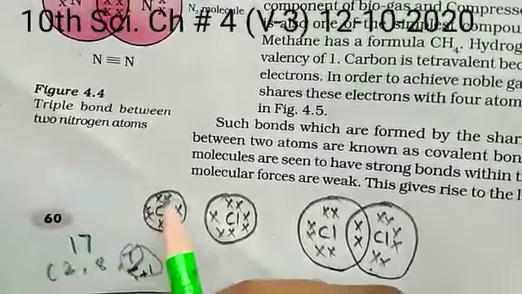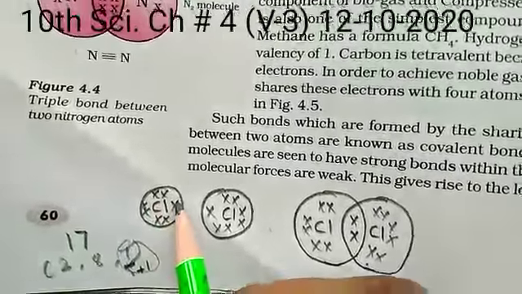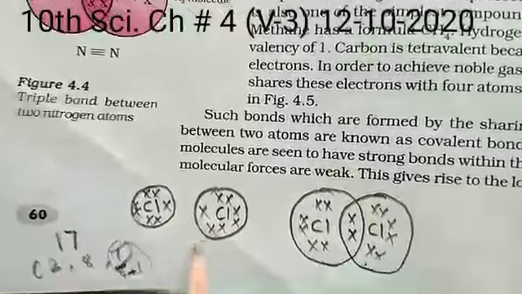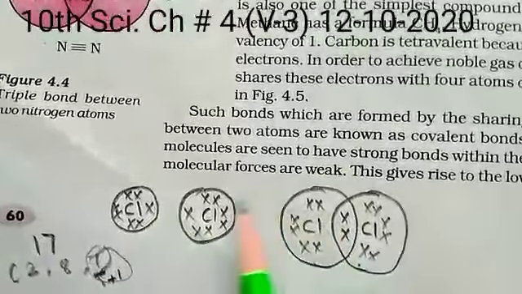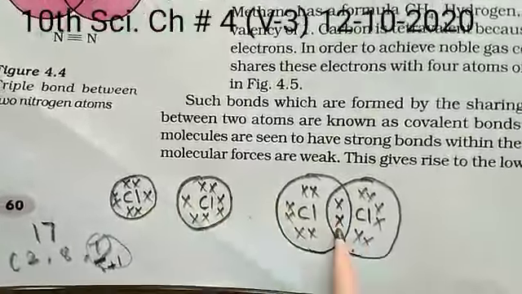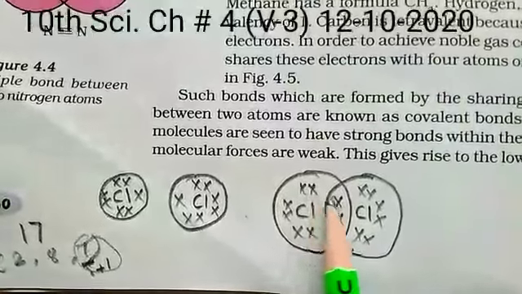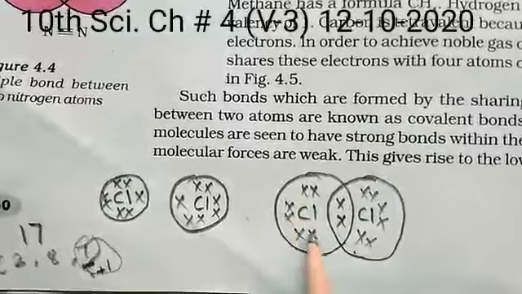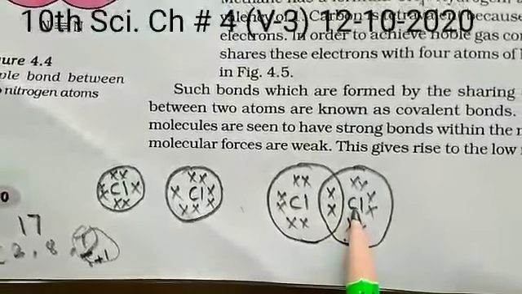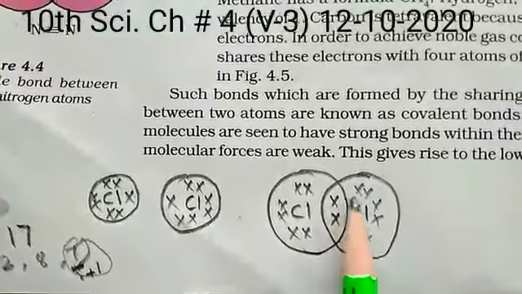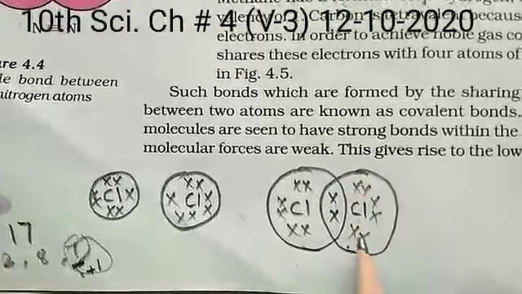So chlorine has 1, 2, 3, 4, 5, 6, 7 electrons, and here also 7 electrons are there. They will each share one electron to get the octet. So how many electrons does this chlorine have now? 1, 2, 3, 4, 5, 6, 7 and 8. This chlorine also has 8 electrons, right? 1, 2, 3, 4, 5, 6, 7, 8.